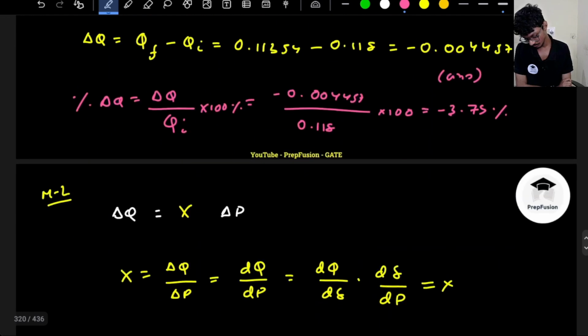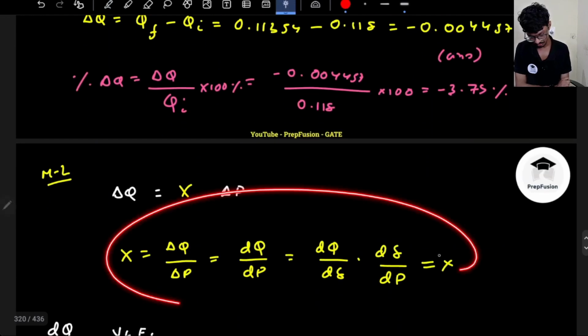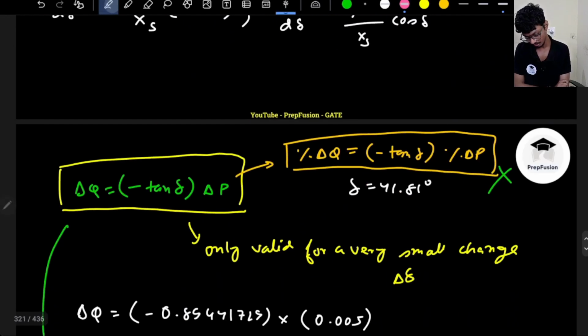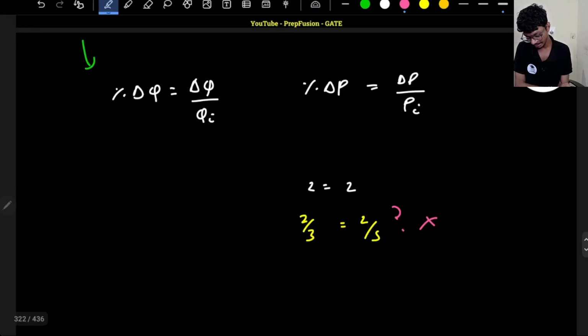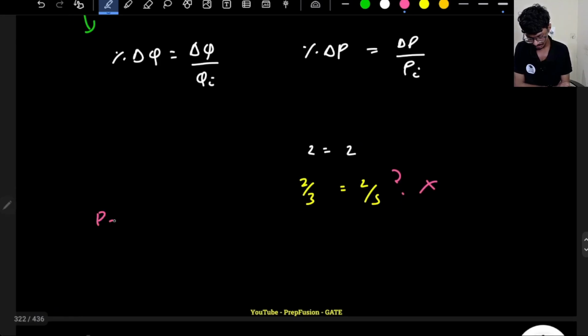Method 2 was using a relation. This relation is also very important. If you want to remember it, you can. So how to easily remember it? Easily, you can remember that I know P is equal to Vi cos theta and Q is equal to Vi sin theta, right? So this I know.